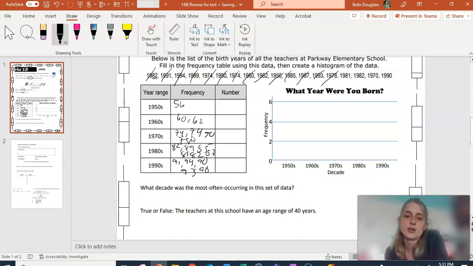So we have one person who was born in the 50s, 2 people born in the 60s, 4 in the 70s, 2, 4, 6 in the 80s, and 5 in the 90s.